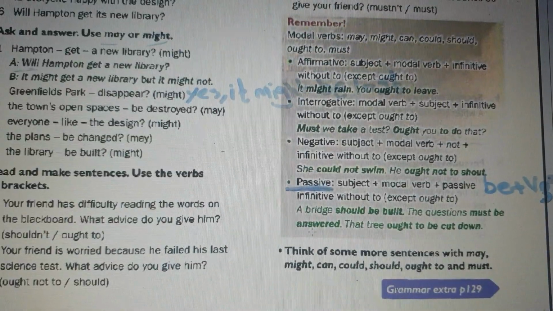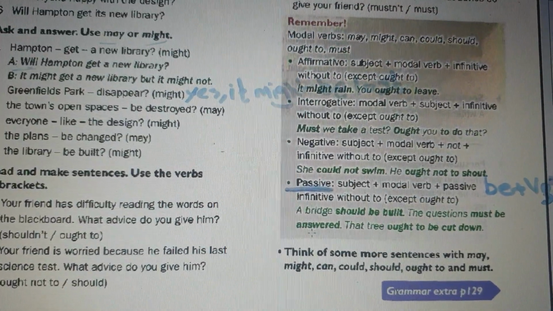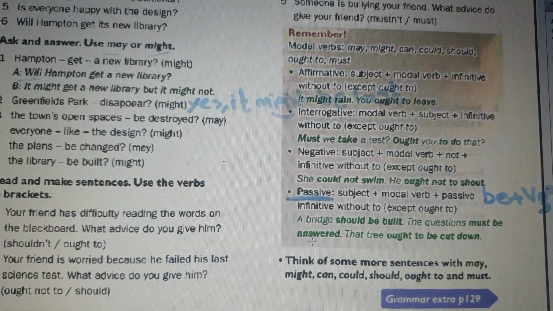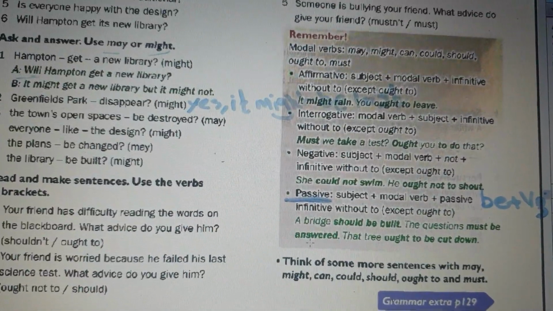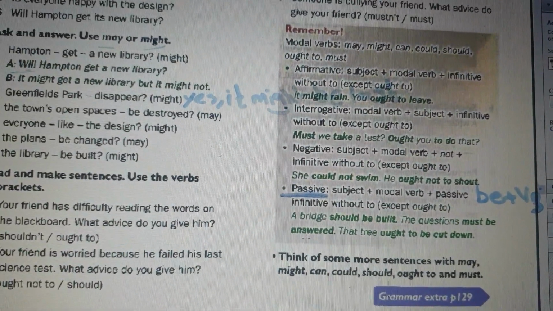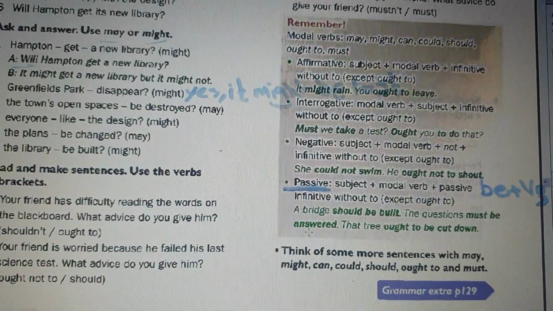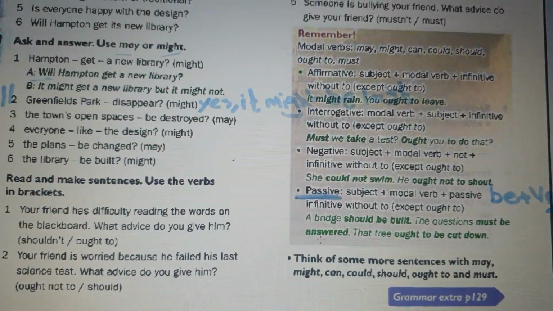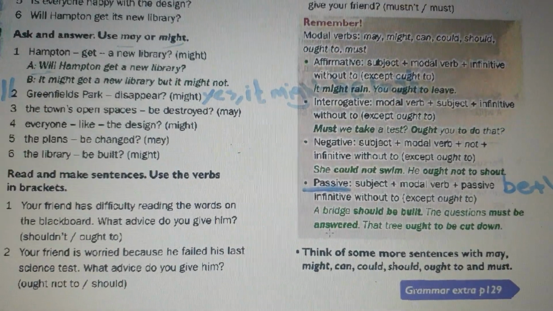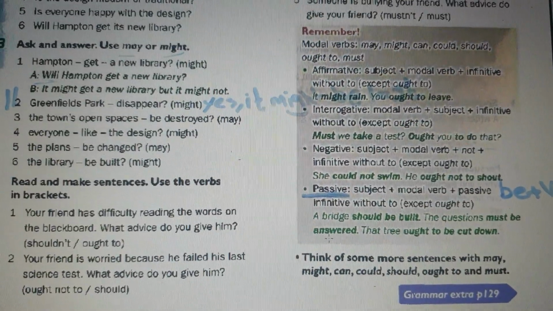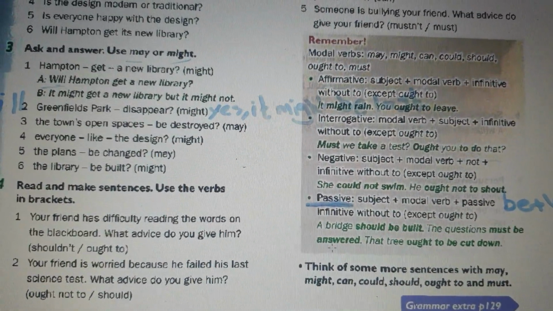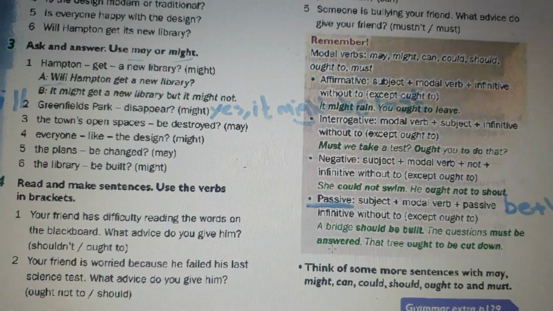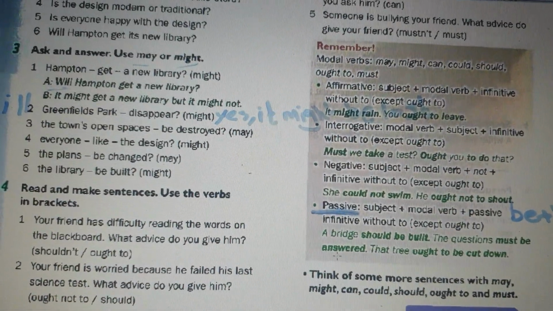Number 2, your friend is worried because he failed his last science test. What advice do you give him? Ought not to, should. You ought not to waste more time, or you should study harder. Easy. You can give an advice with should not, ought to, or ought not to. Let's move to the workbook, page 70, please.